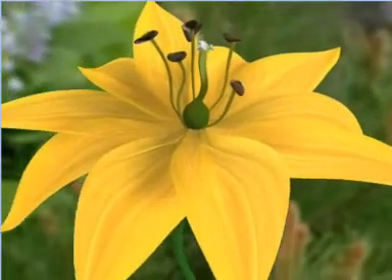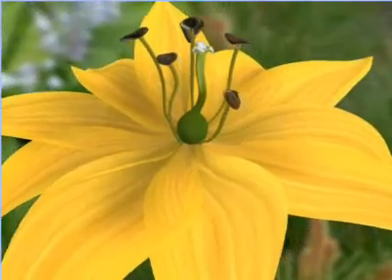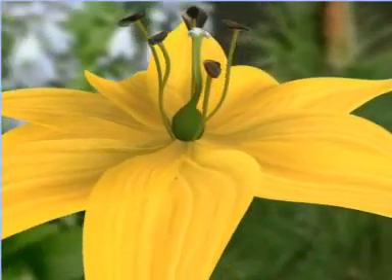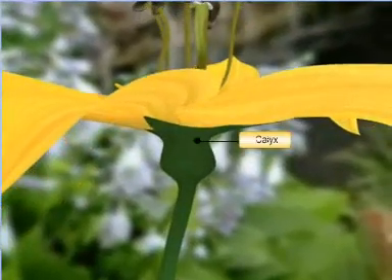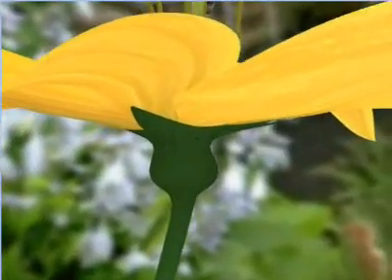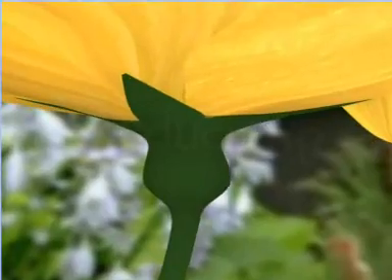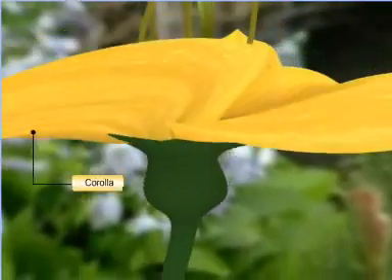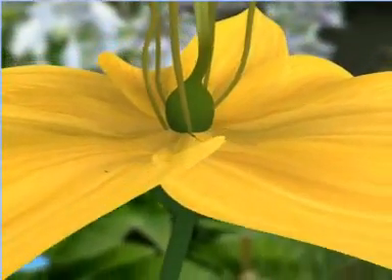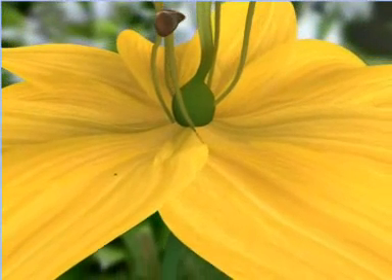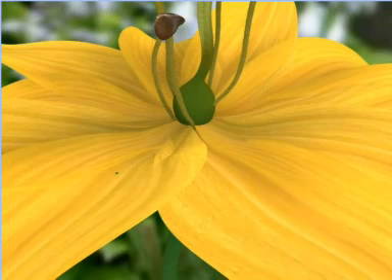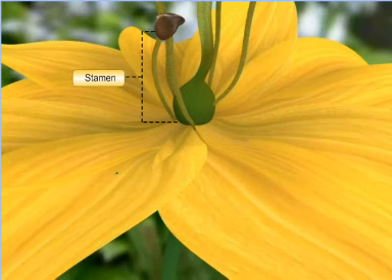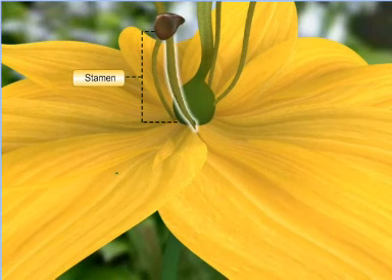An angiosperm flower is composed of 4 whorls: calyx, corolla, androecium, and gynoecium. Calyx is the outermost whorl, made up of sepals which are green in color. Corolla is present inside the calyx and consists of brightly colored petals. Androecium is the male reproductive whorl consisting of stamen. Each stamen is further composed of an anther and a filament.